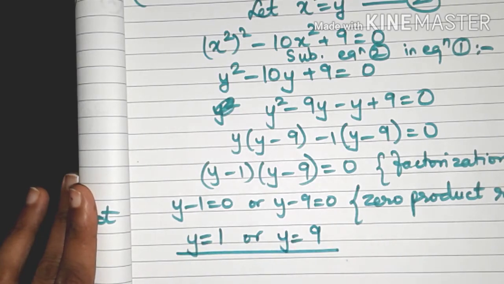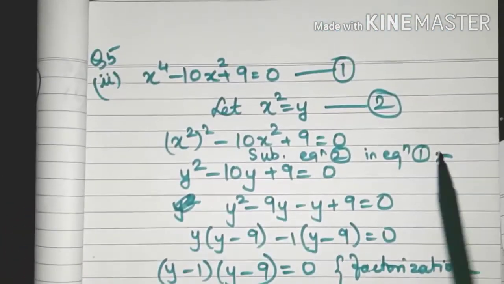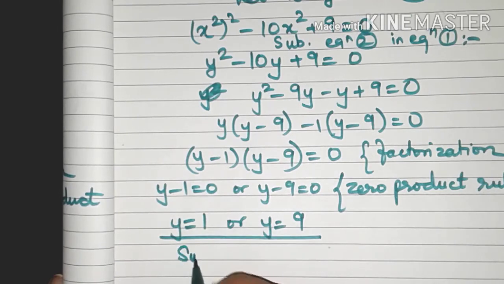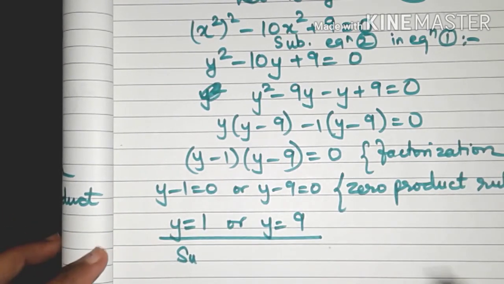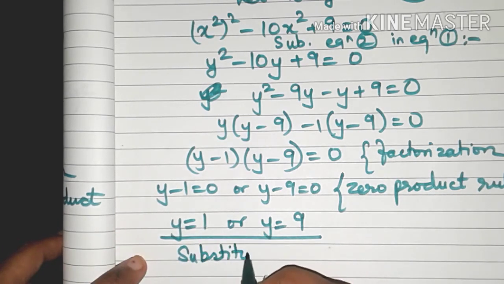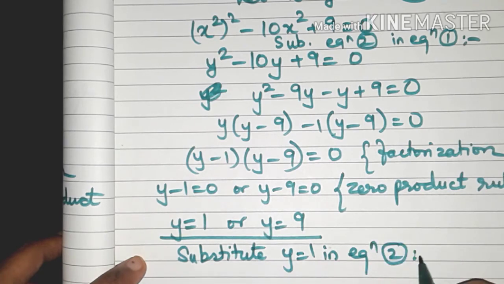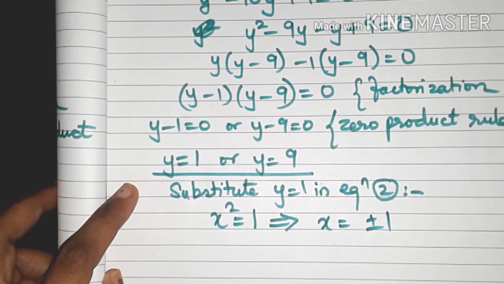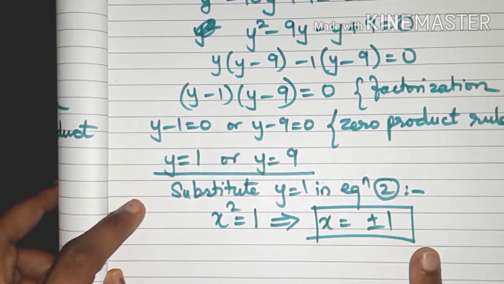That's right. Now what is the next step? We have to substitute the values of y in this equation to get the values of x. So please don't forget to do that and just stop here. We have to solve the complete sum. So substitute y equal to 1 in equation 2. So we get x square equal to 1, which means x is how much? Plus or minus 1. So these are two values of x.